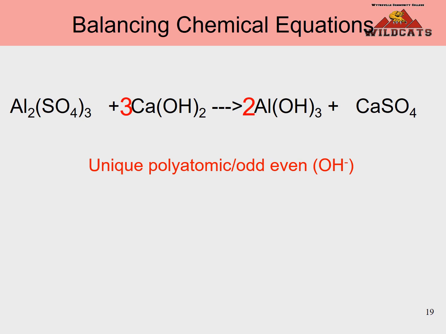If you'll notice, I've got a 2 in front of the aluminum, but I've got 2 Als on the left, which means if I've got a 3 in front of the Ca on the left, I'm going to need a 3 in front of the Ca on the right. And if I was to go through and add up all the atoms, what I find is that this equation is balanced.